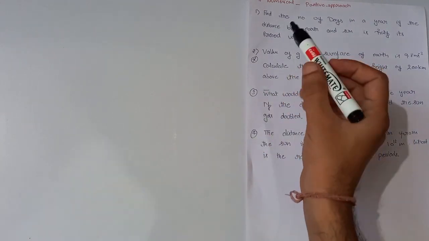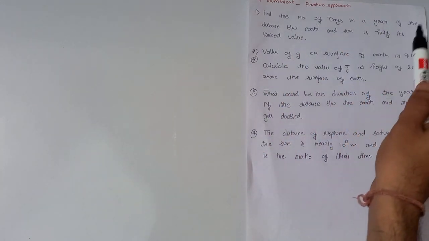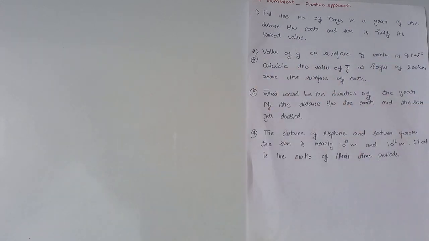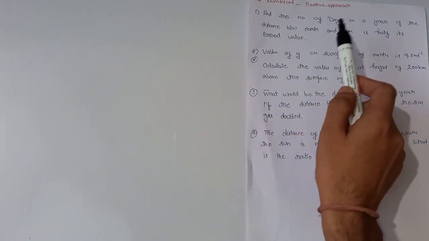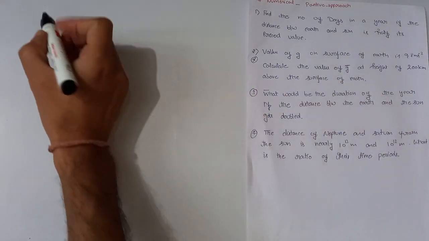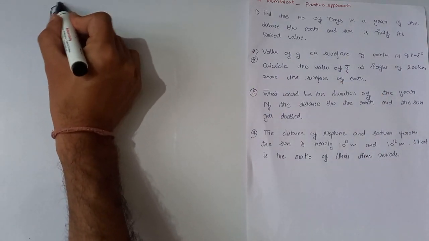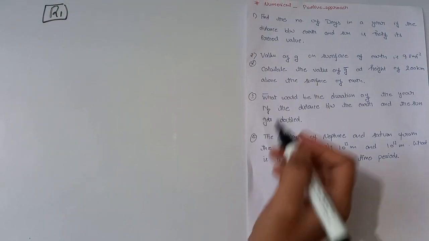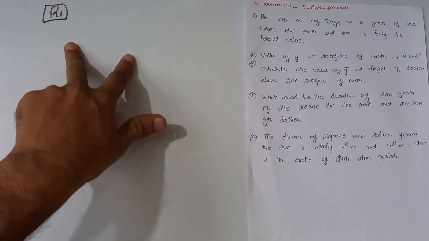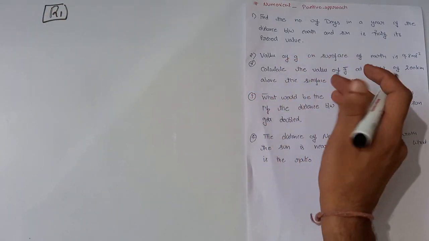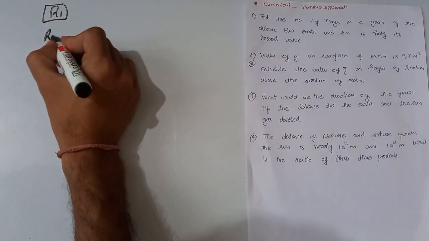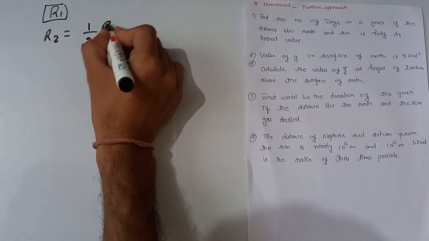Our first numerical is: find the number of days in a year if the distance between Earth and Sun is half of its present value. We have to calculate the number of days in a year if the distance between Earth and Sun is half. In the present, let r1 be the distance between Earth and Sun. The distance between Earth and Sun is half, then what is r2? r2 is half of r1.